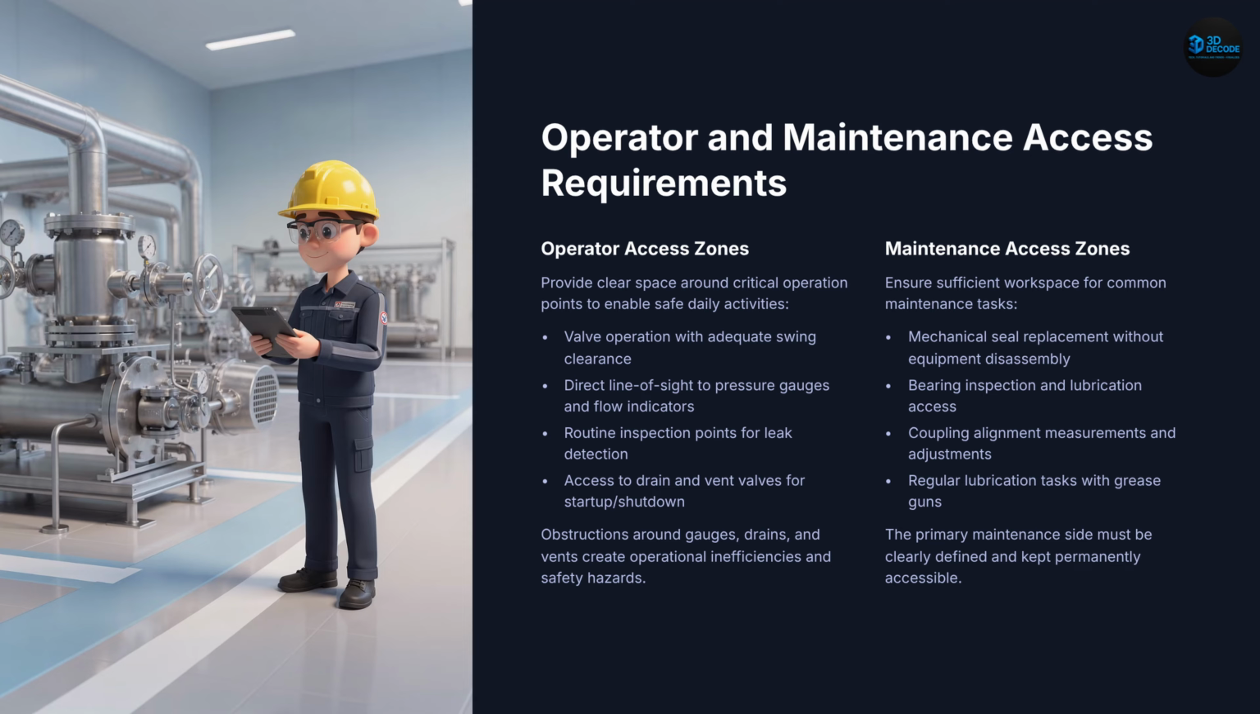Now let's move to maintenance access zones. This is where real engineering intelligence shows up. Can technicians replace the mechanical seal easily? Can they inspect bearings? Can they perform alignment safely? Can they lubricate equipment without dangerous body positions? Because maintenance is not theoretical. Real people need real workspace, tool movement space, hand clearance, body movement, inspection lighting.